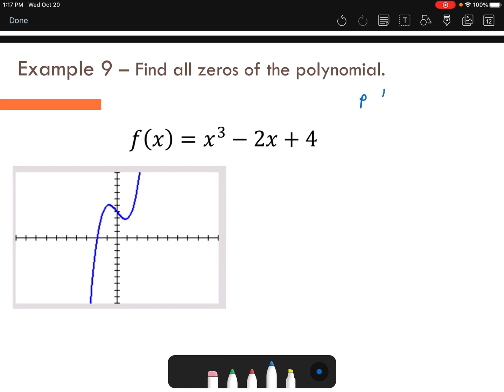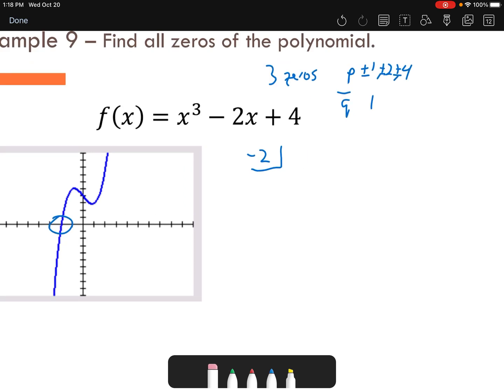Okay, so on the next one, P is 1, 2, and 4, and Q is simply 1. So it looks like it's going to be plus or minus 1, 2, and 4. And that looks like negative 2 is a 0. So we have a cubic, so we should have 3. But there's only 1, isn't there? So the other 2 have to be imaginary. So we have 1x cubed, 0x squared, negative 2x, and 4.